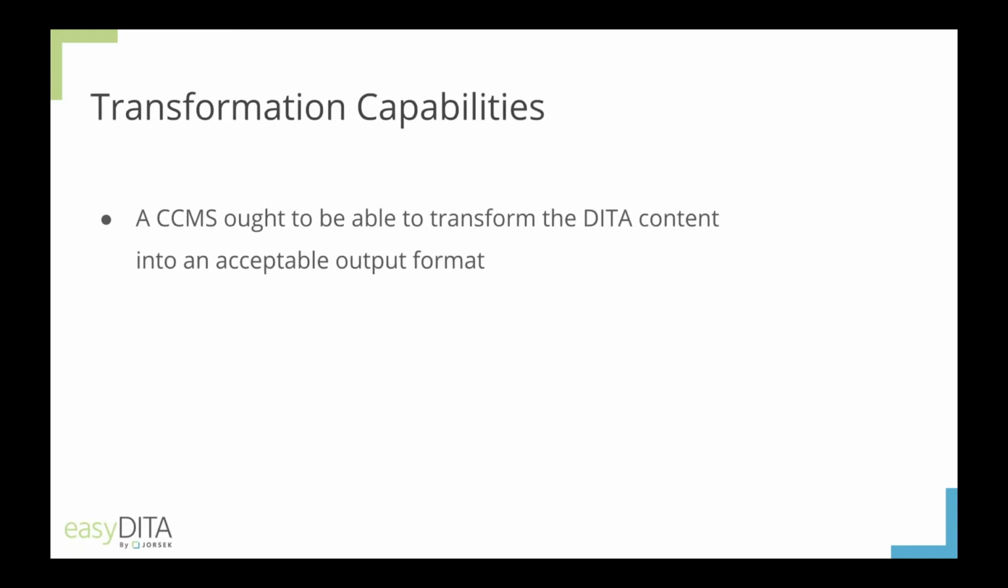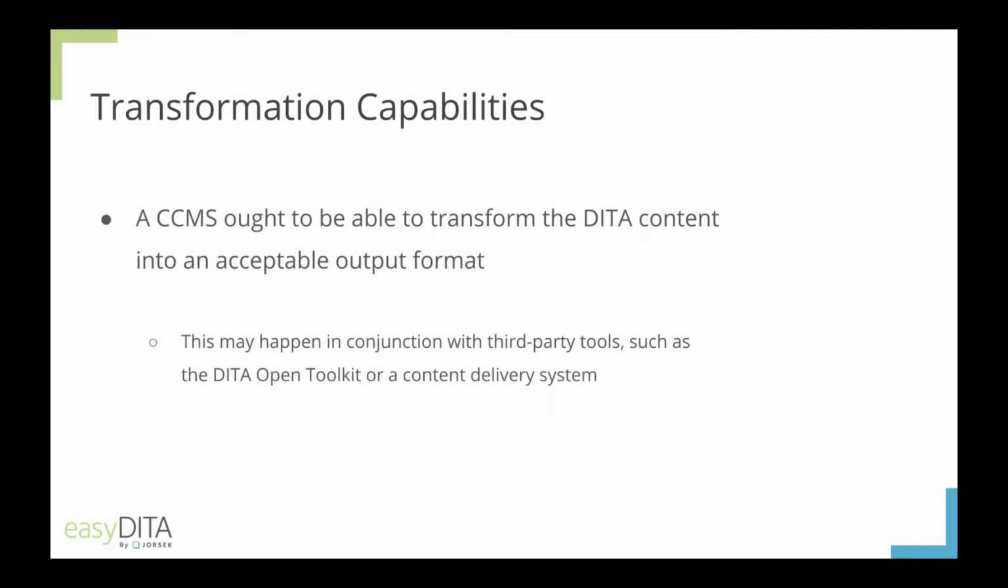Okay, transformation capabilities. DITA content is not all that powerful when it's just DITA content. It needs to be able to be transformed into something. You need to be able to turn it into a PDF. You need to be able to turn it into an HTML. And a CCMS ought to be able to transform that content into some acceptable output format.